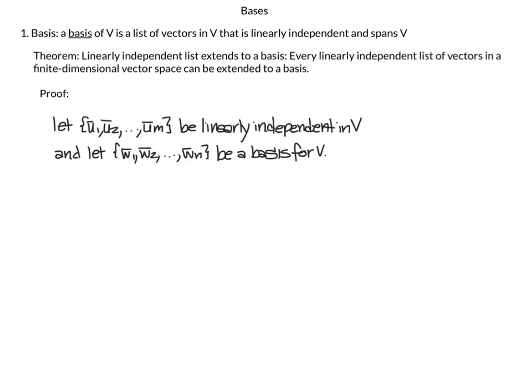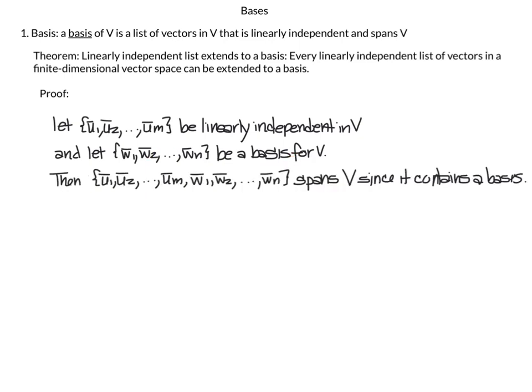So let's look at two lists. First, we're going to look at the list U that consists of the vectors U1, U2, up to UM. They're linearly independent in a vector space. Let W be the list W1, W2, up to Wn, a basis for our vector space. And we know, because it's a finite dimensional vector space, that there is a basis. That was our last theorem.